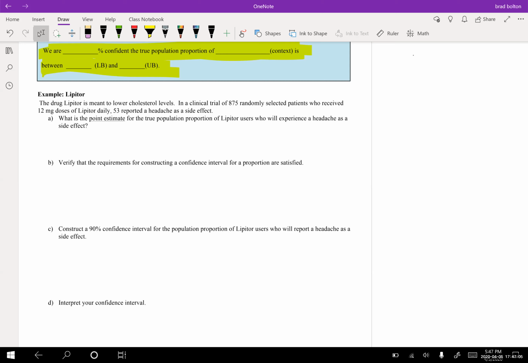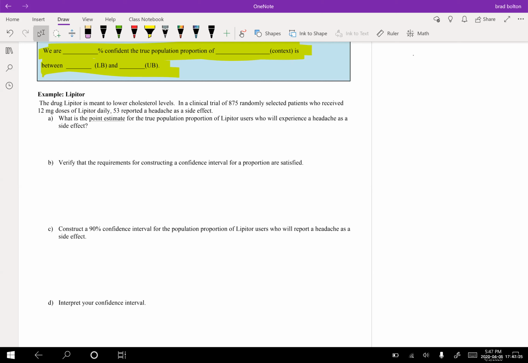It says, the drug Lipitor is meant to lower cholesterol levels. In a clinical trial of 875 randomly selected patients who received 12 milligram doses of Lipitor daily, 53 reported headache as a side effect, okay? So it says, what is the point estimate for the true population proportion of Lipitor users who will experience a headache as a side effect?